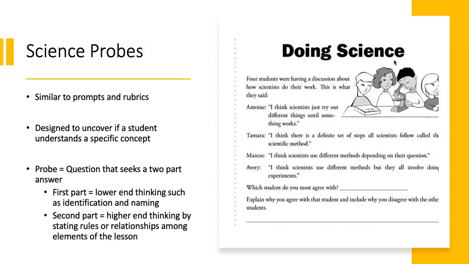And then the lower end part of the question is, which student do you agree with most? So there they would just write the name of that student. But then the second part is, explain why you agree with that student and include why you disagree with the other students. And this is where that higher end thinking comes in, where the student has to discuss why they are supporting one student's statement and why the others they do not support and what the reasoning is behind that.